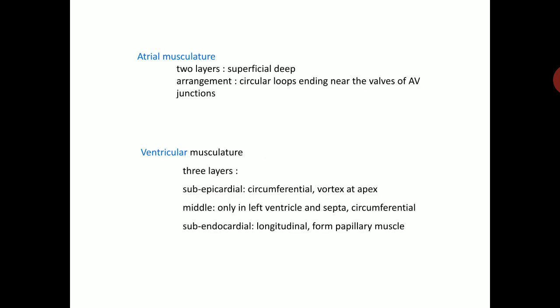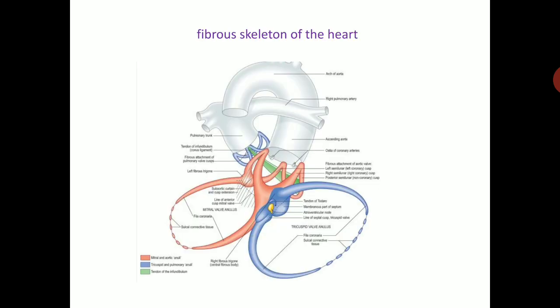If we see the musculature, the atria have two layers, superficial and deep, and the ventricle has three layers: subepicardial, middle and subendocardial.